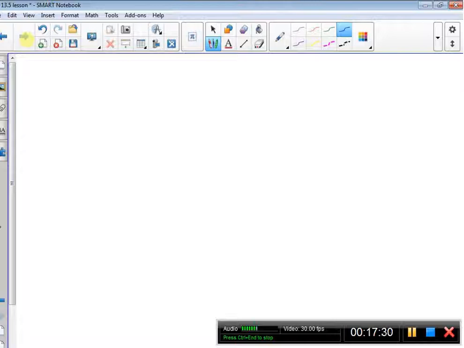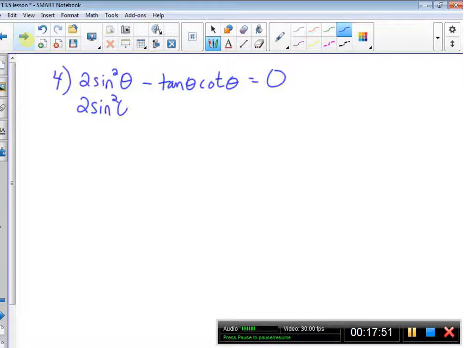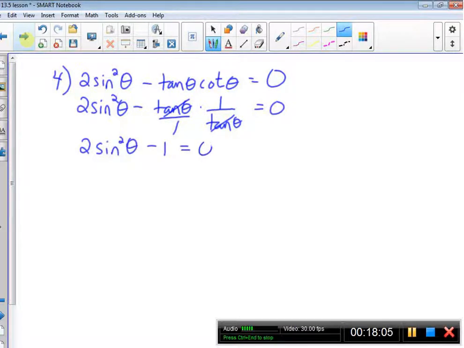Okay, I believe that that's it. For those, I am going to add one more onto this, a fourth example. And this one I tell you for sure will work out. It's 2 sine squared theta minus tan theta cotan theta equals 0. So we get 2 sine squared theta, and I would write that cotan theta as 1 over tan theta. So what's going to happen is those are going to cancel, giving you 2 sine squared theta minus 1 equals 0, or 2x squared minus 1 equals 0.